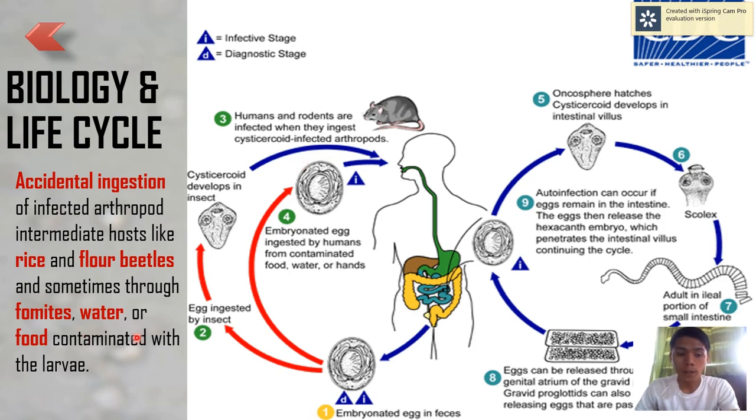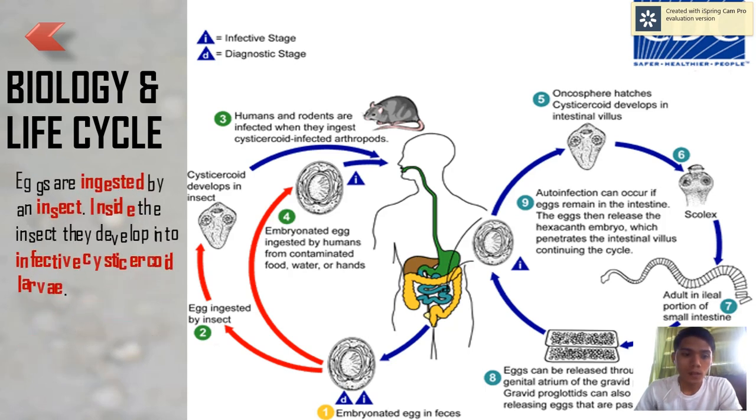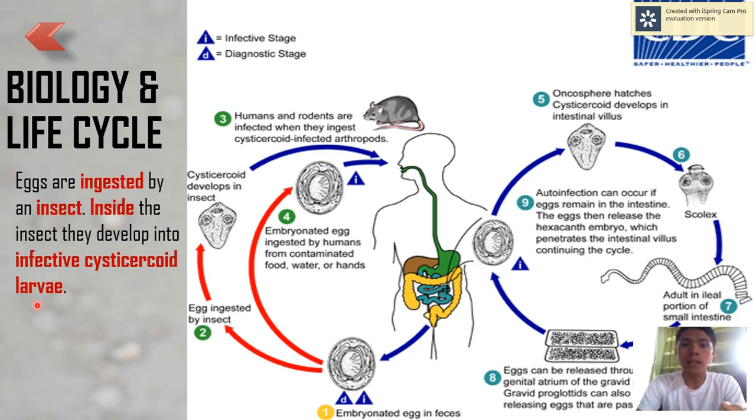And then eggs inside the insect will develop into cysticercoid larvae. And this cysticercoid larvae is the infective stage for the indirect cycle. So let's differentiate. For the direct cycle, ang infective stage is the egg. Okay. For the indirect cycle, ang infective stage is the what? The cysticercoid larvae. So remember that.